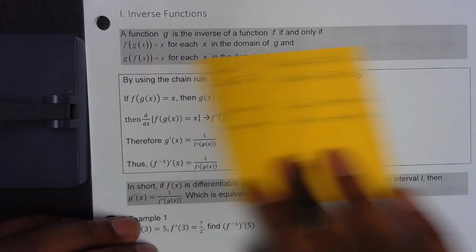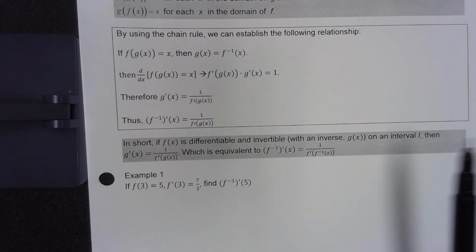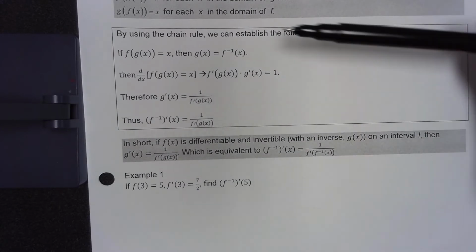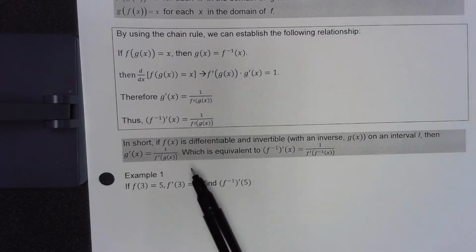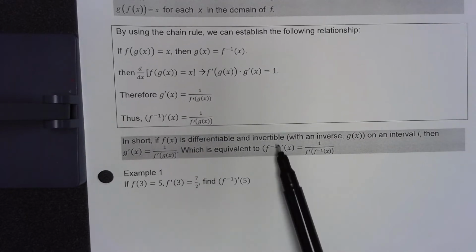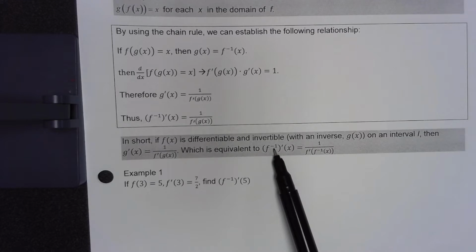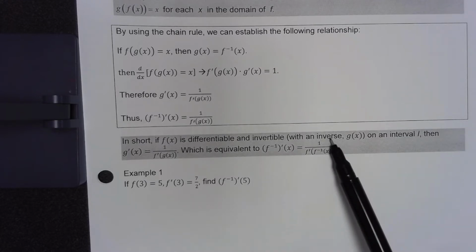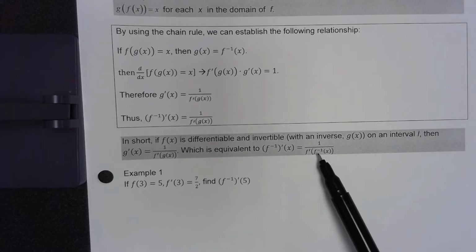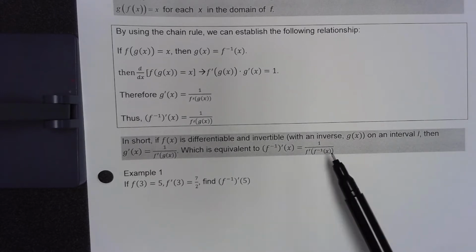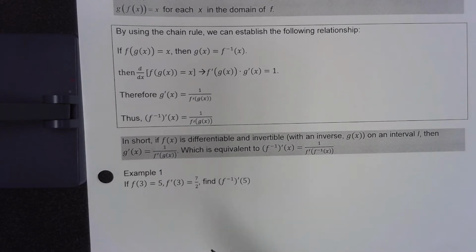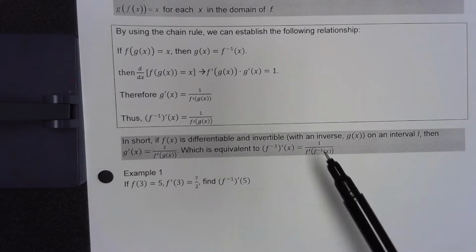The interesting property of inverse functions is, I'll let you read through this, but using the chain rule for the derivative, we end up with this property where the derivative of the inverse function is equal to 1 over f prime of, you substitute in the inverse function. Now in particular, we're going to be doing this with actual values instead of just functions.